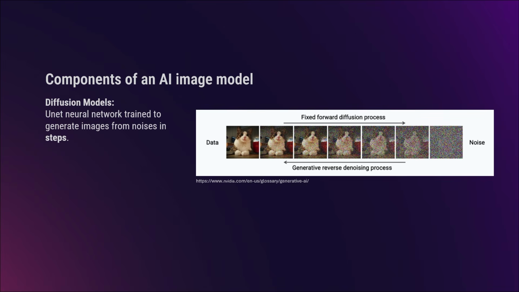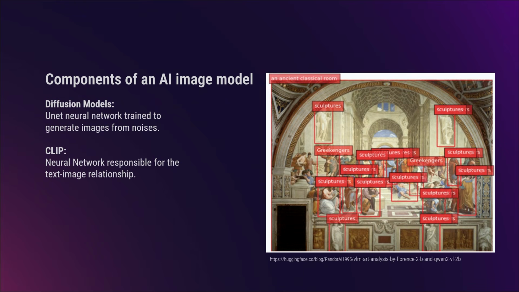They are pre-trained models that learn how to add noise to an image, and then they learn how to retrieve that given image from the noise. Then we have Clip, which is another neural network that you need to load in order to make this work. The Clip will handle text tokens and does a relationship between text and images.